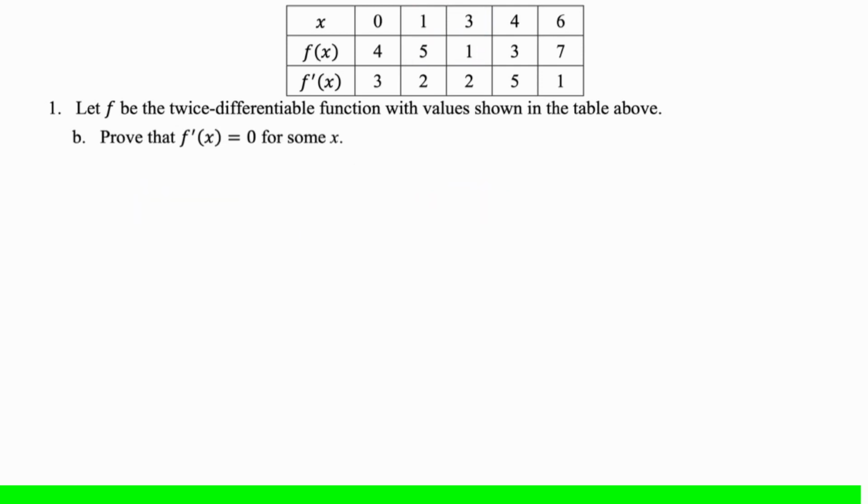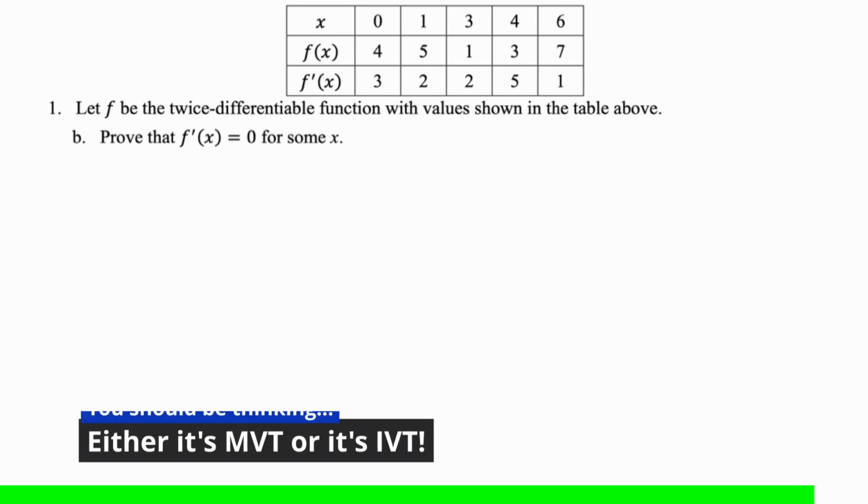All right, we want to prove that f prime of x is equal to 0 for some x. This one is kind of annoying because if you look at f prime, there is no intermediate value thing that we can immediately do to show that f prime is equal to 0. So what we're going to do instead is probably use the mean value theorem twice and then the intermediate value theorem once.